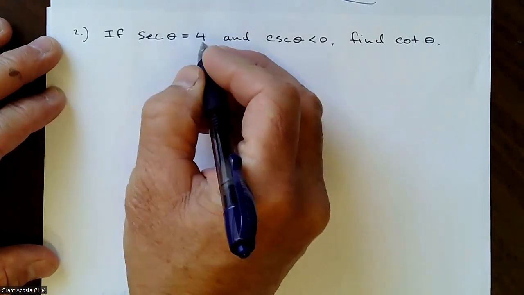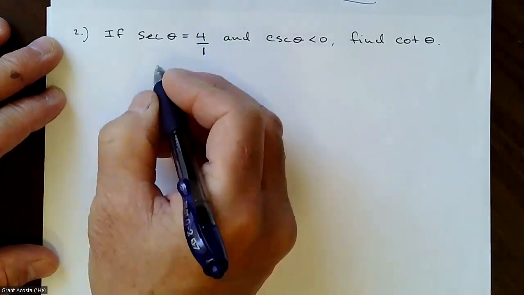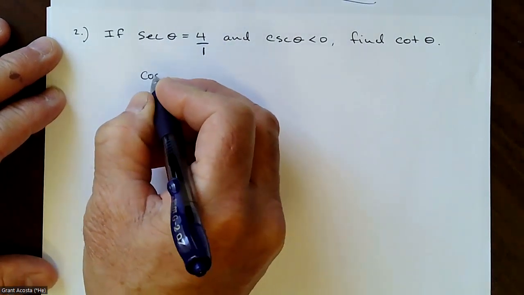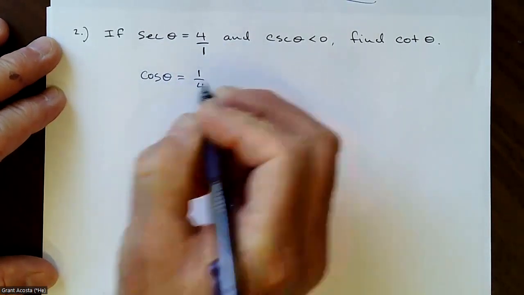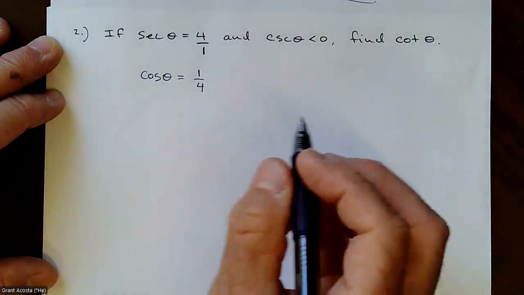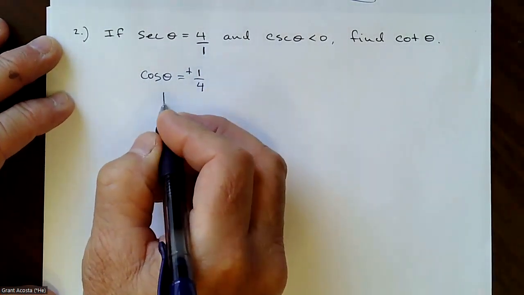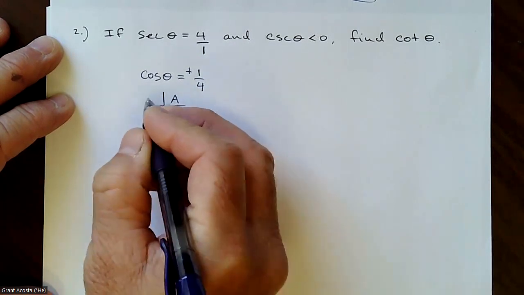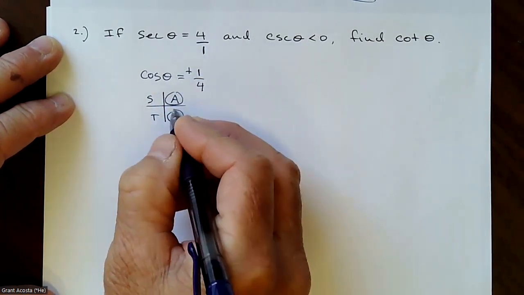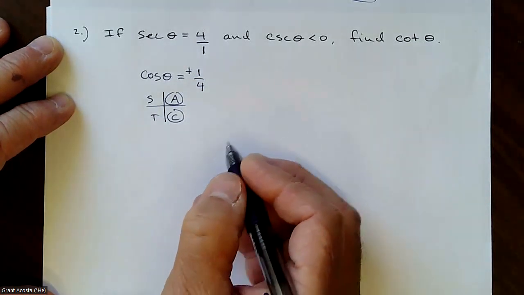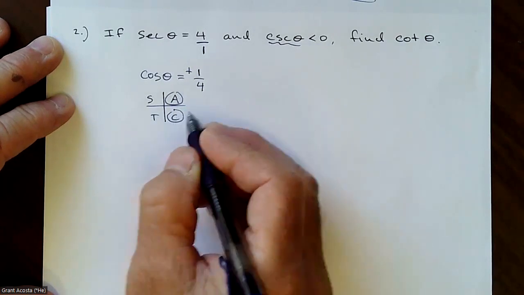If secant of theta is 4, and you can think of 4 as 4 over 1, that means the cosine of theta, since these are reciprocal functions, must have been 1/4. And if cosine is equal to positive 1/4, according to all students take calculus, cosine could be positive in the first or the fourth quadrant. So we have to decide which of those quadrants.